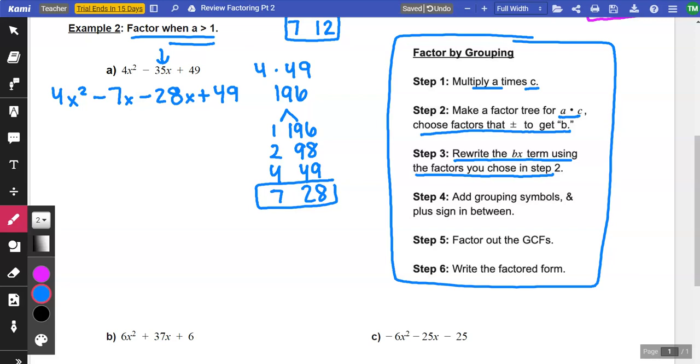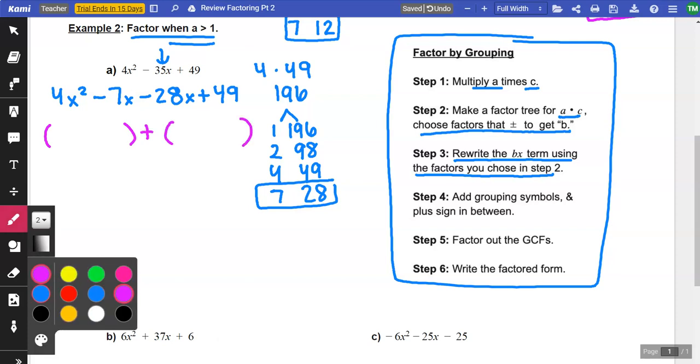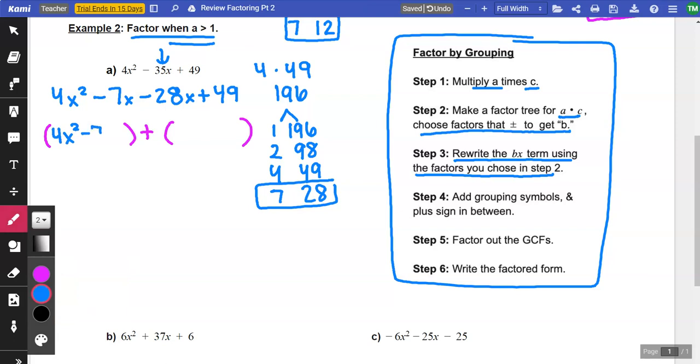So now we have 4x squared minus 7x minus 28x plus 49. And we didn't actually change the problem because we can combine these two middle terms and get that -35x back. So we actually just expanded. We didn't actually change anything. So now step 4, add grouping symbols and a plus sign in between. We can't forget those plus signs in between. So we're going to add grouping symbols so that the first two terms are together and the second two terms are together. Now notice that negative in front of the 28x stays with the 28x inside the grouping symbols.